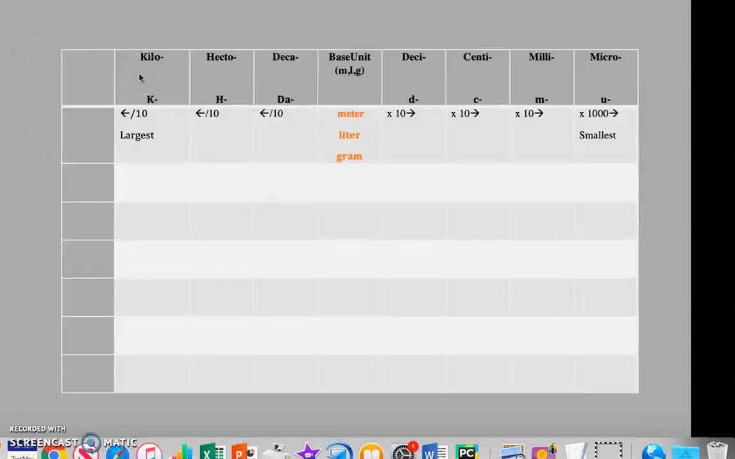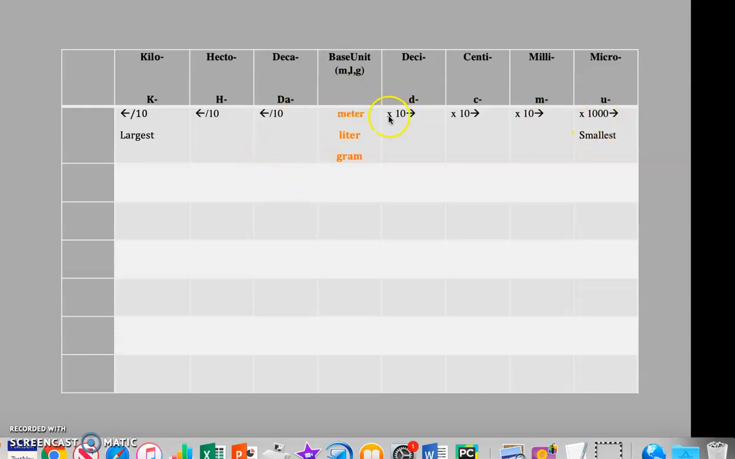Okay, here is a table that we're going to look at, and we give this out in class to practice. So we have your largest unit on the left and your smallest unit on the right. And you have your base unit, meter, liter, gram. Now here you have your little prefixes. Okay, the K, the H, the DA, the little D, little C, little M, little U. Now they're all a value of 10 from each other, except for micro.